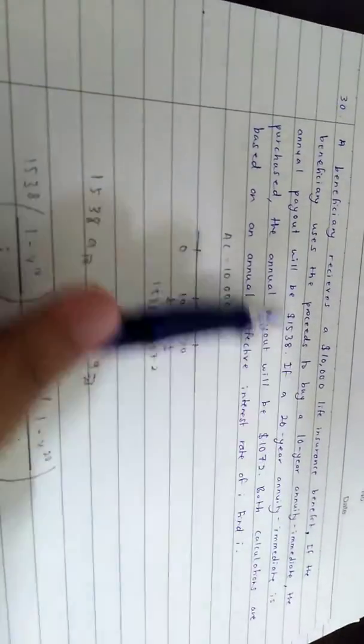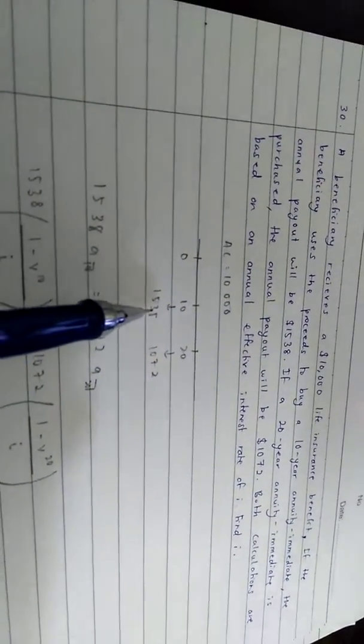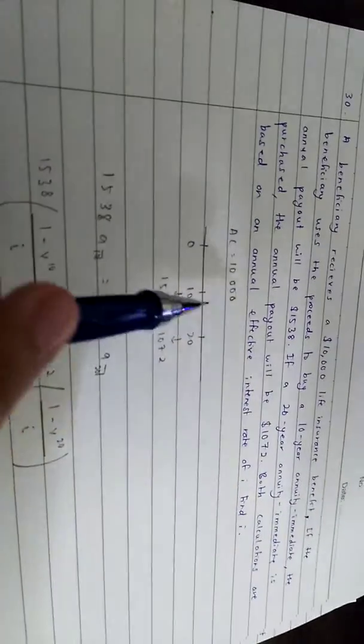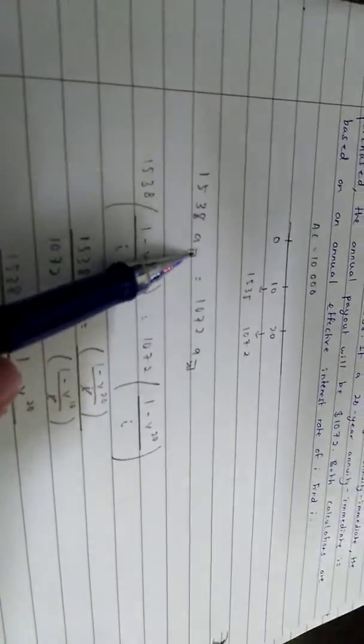The 10-year annuity will be here, $1,538, and then a 20-year annuity immediate is purchased. The annual payout will be $1,072, and then the equation of value is this: 1,538 a angle 10 equals 1,072 a angle 20. Then we insert the formula, and then we insert the value, and we calculate it until we get interest 8.69%.